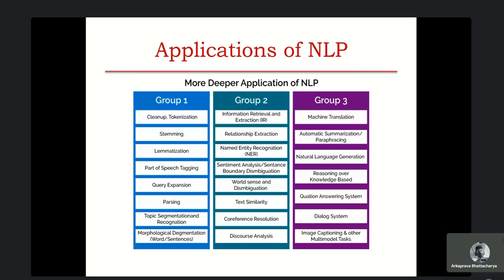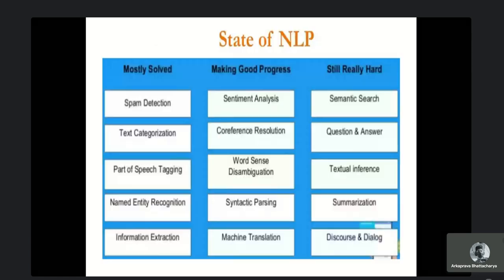So they are grouped into 1, 2, and 3. The 3 are the advanced ones, the second are the medium ones, and the first are very important. Without them, we won't be able to go to 2 and 3. Next, these are the states of NLP.